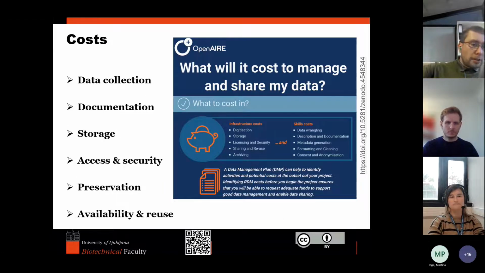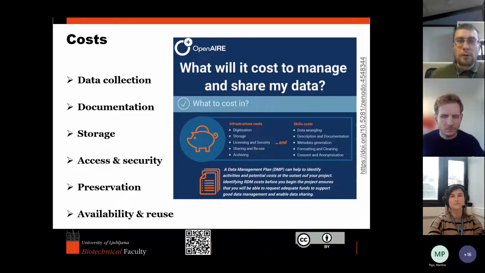Then, of course, if we take all these different things into account that we now took a detailed look into, this includes costs. So we have the data collection, the documentation, the storage, and the preservation when we archive and publish it. We have considerations about access and security and how this is available for reuse. All these different factors come with effort that I spend to make this all happen, and also with infrastructure costs for the storage facilities, for whatever I'm going to use there.